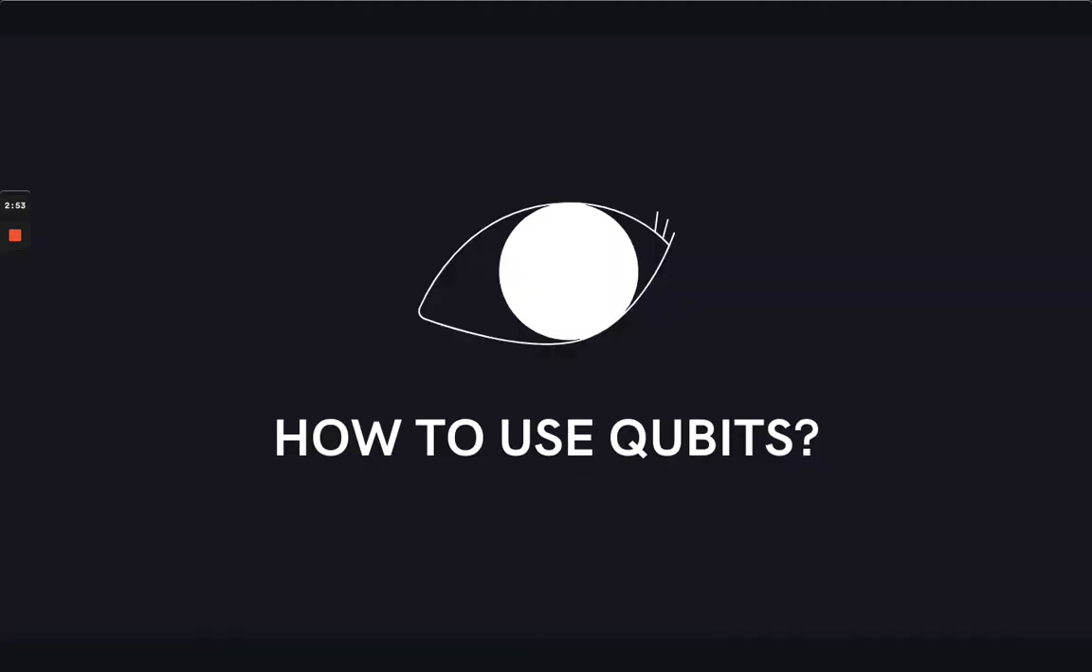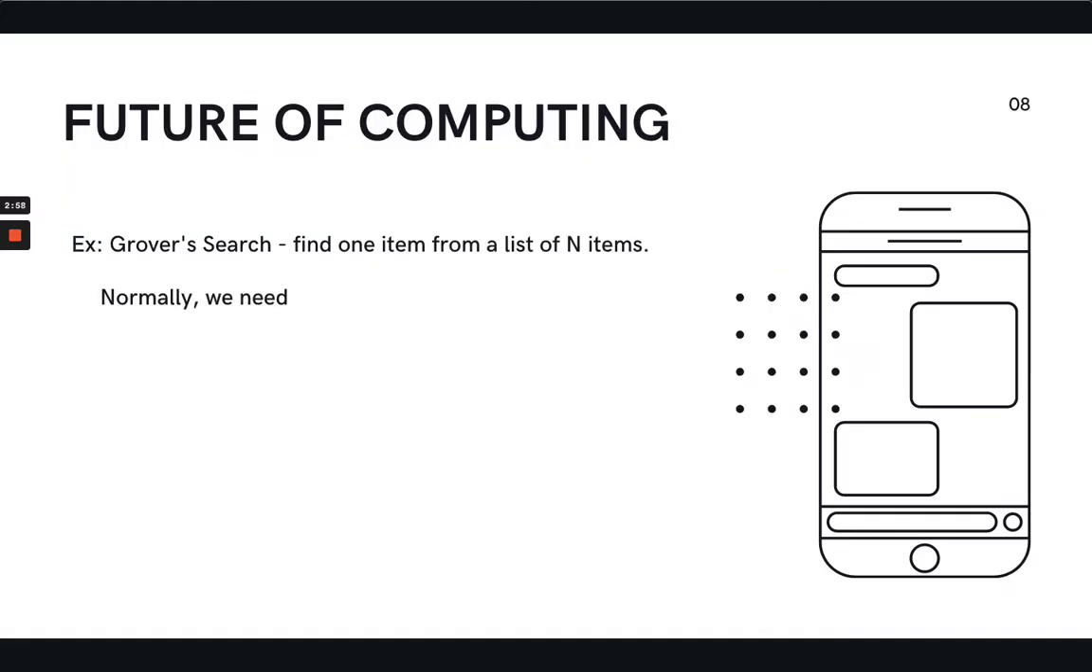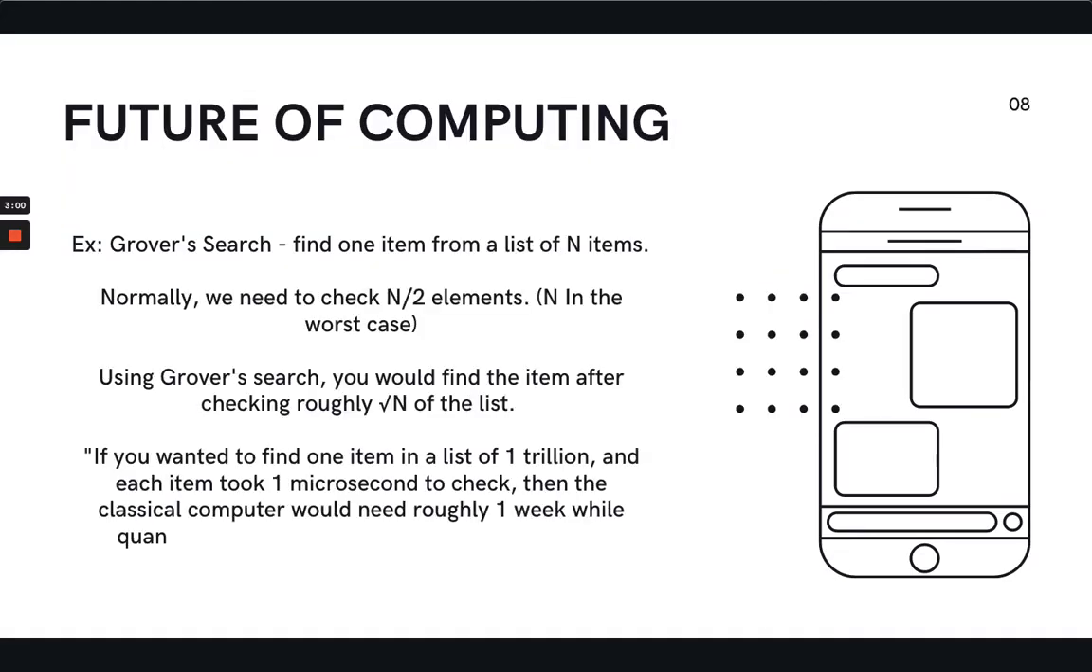And how would we use qubits? One way of using qubits is to form a quantum computer, and I explained that a little more in a longer video, and a link will be provided. But let's just use this brief example of Grover's search. Grover's search is an algorithm that IBM, a company that also works on quantum computers, uses. It's very simple: find one item from a list of n items.